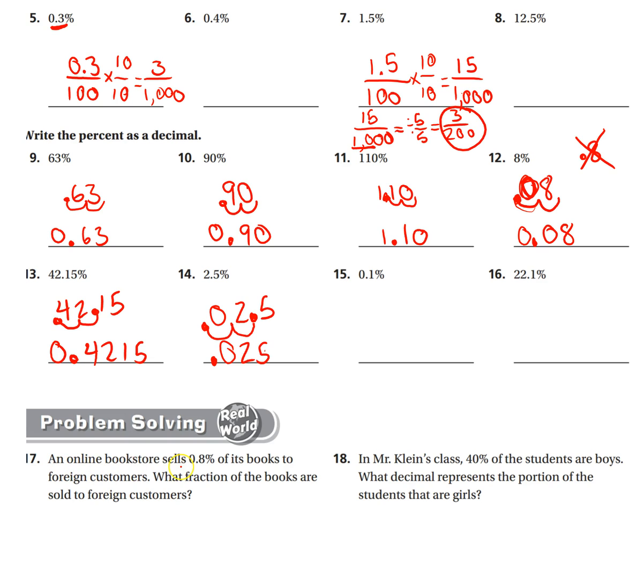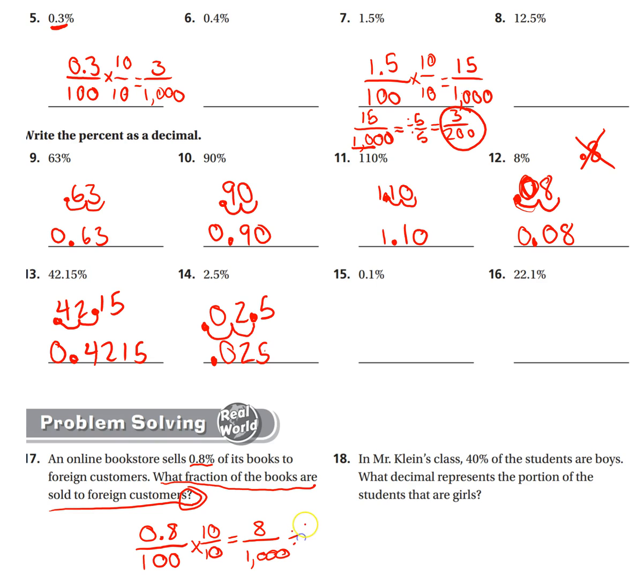Okay, number 17, an online bookstore sells 0.8% of its books to foreign customers. What fraction of the books are sold to foreign customers? Okay, so I just put 0.8 and then it's percent, so that means per 100. To get rid of this decimal for my numerator, I have to move the decimal to the right one spot, and to do that I just multiply both by 10. This gives me 8. By multiplying by 10, I essentially am just moving that decimal over once. 100 times 10 is 1,000.